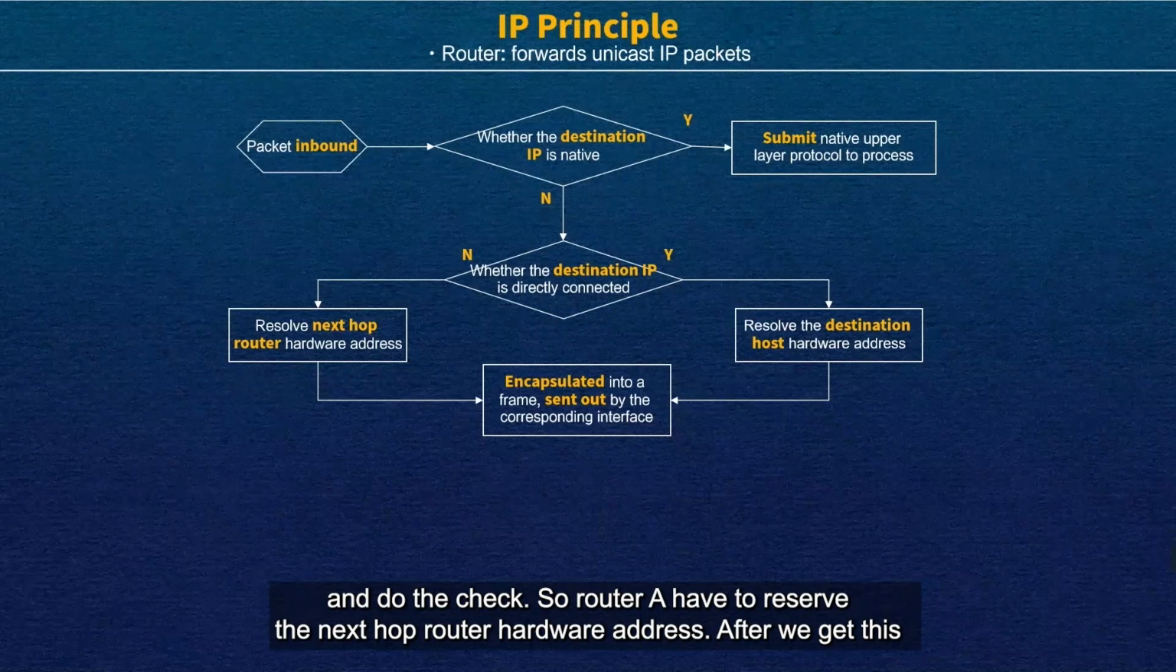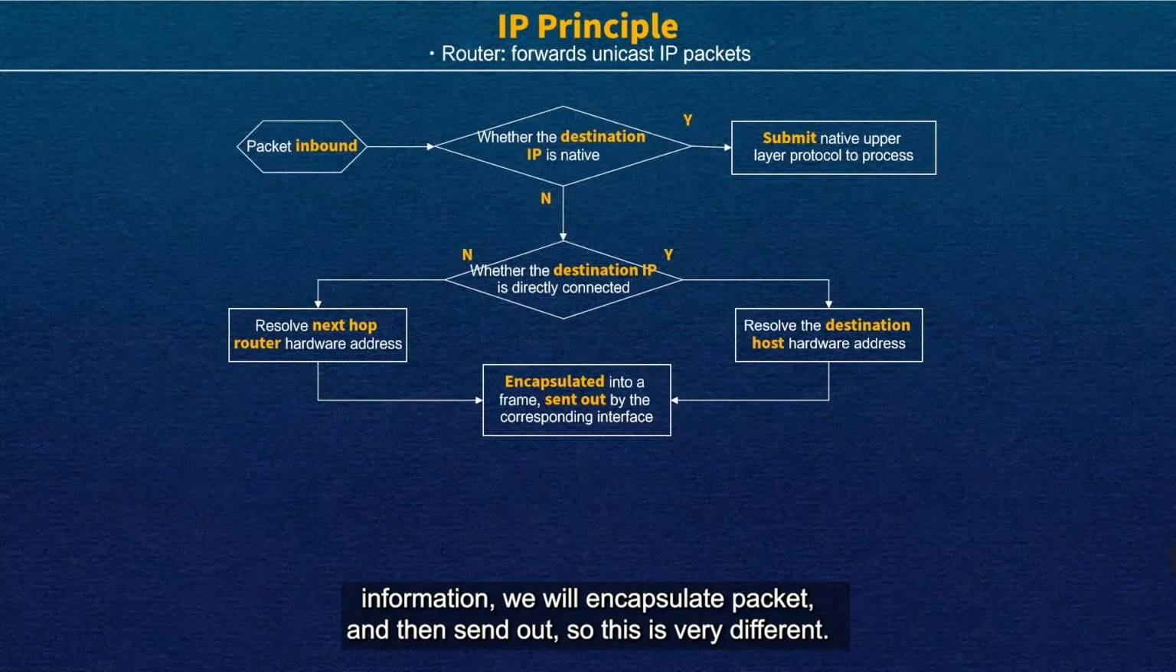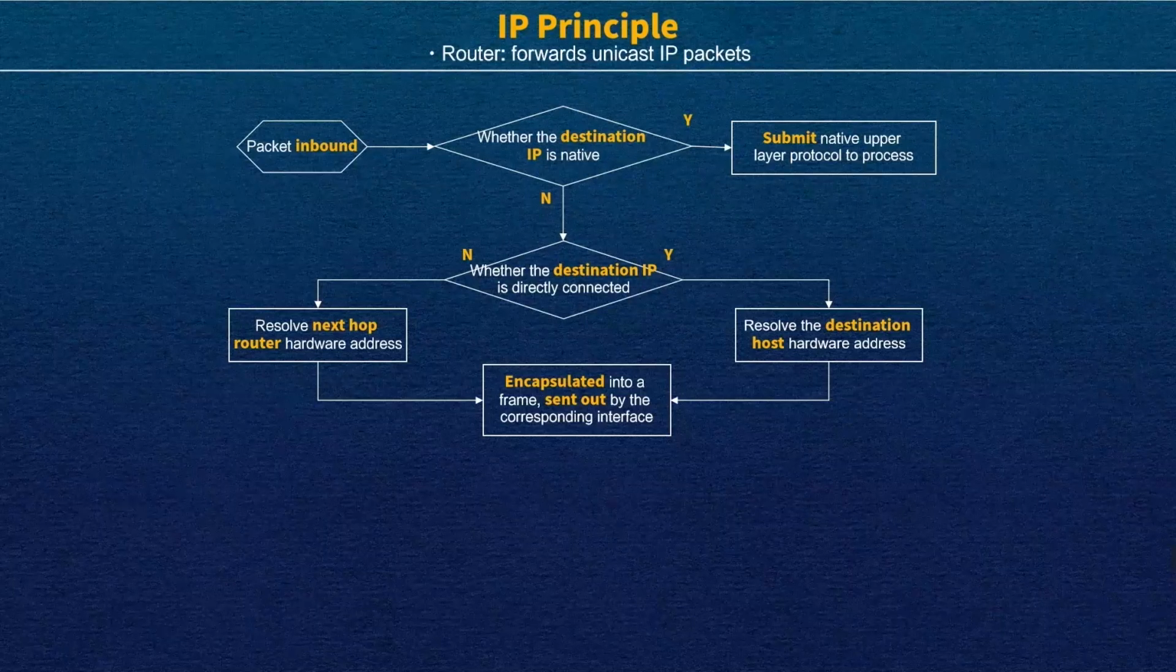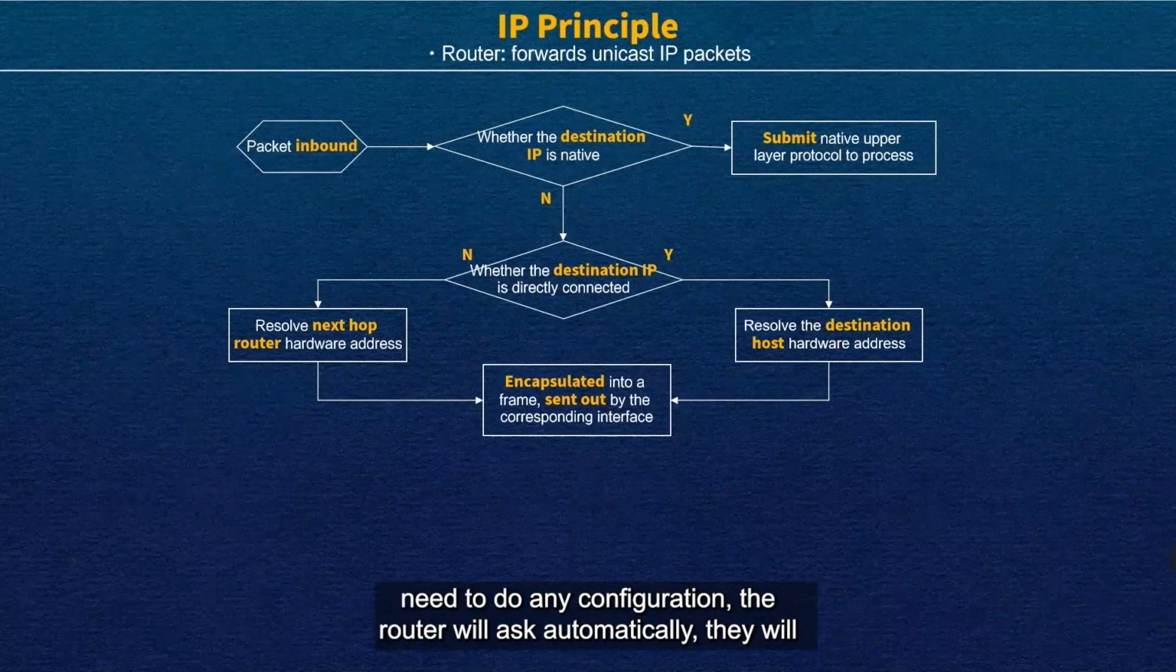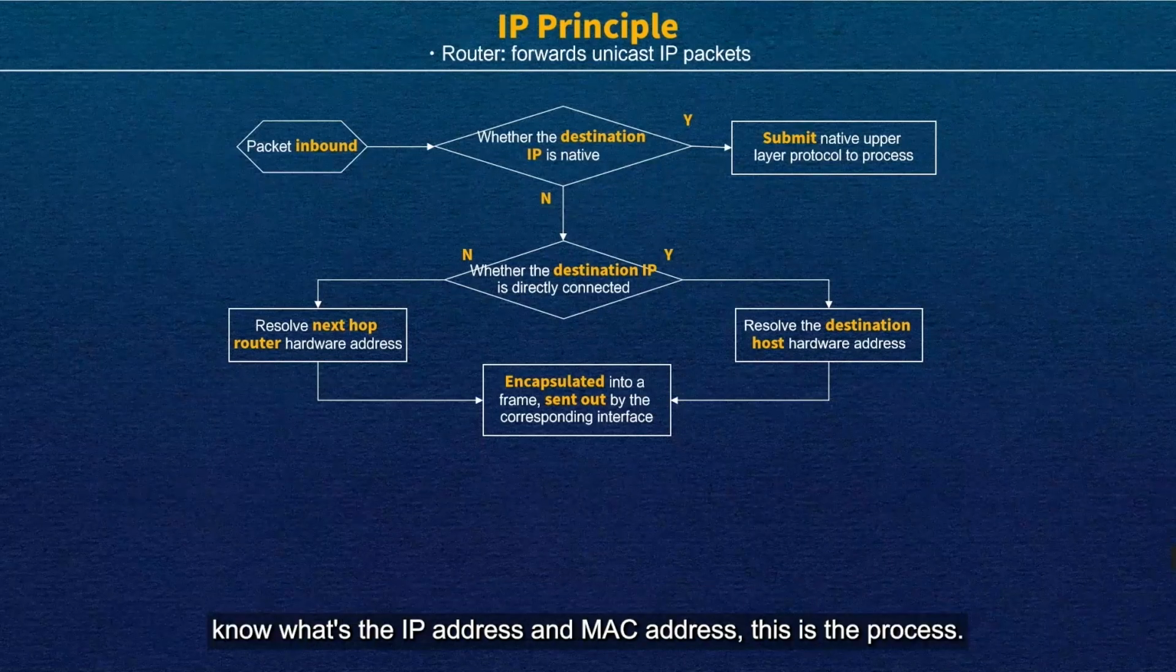After we get this information, we will encapsulate the packets and then send them out. So this is very different. Who you have to ask to get the MAC address, right? Of course, in this process, you don't need to do any configuration. The router will ask automatically. They will know what the IP address is, and we have to know the MAC address. This is the process.